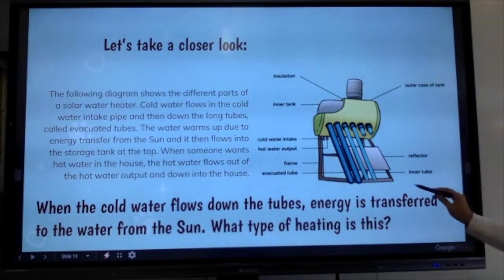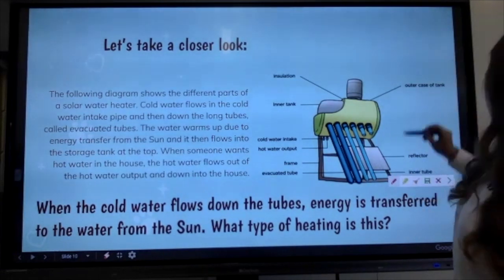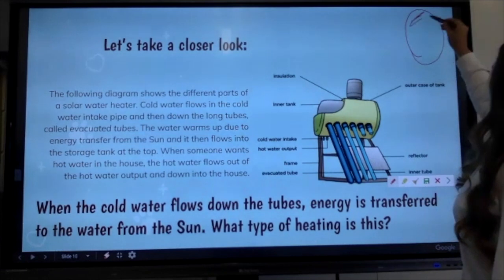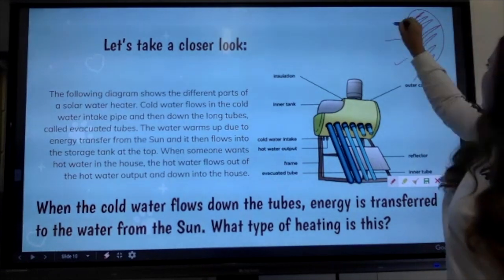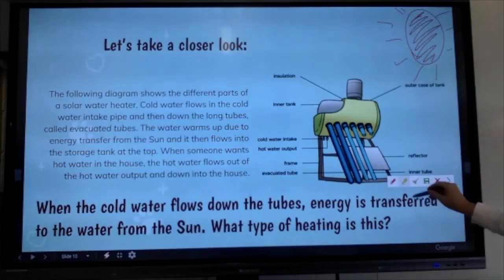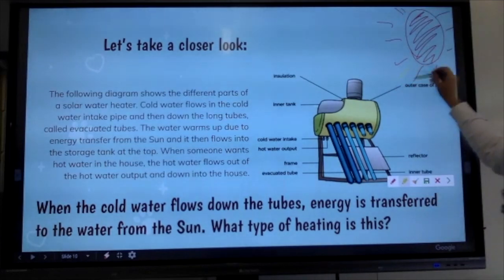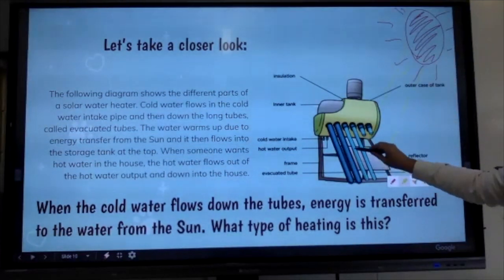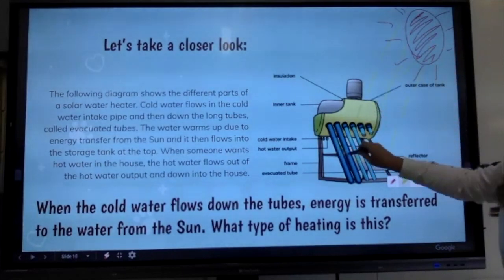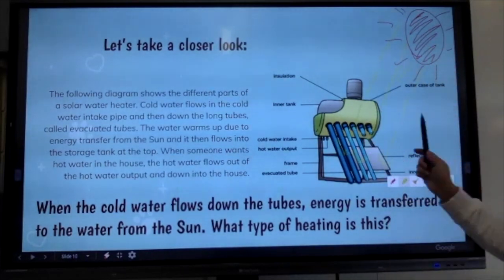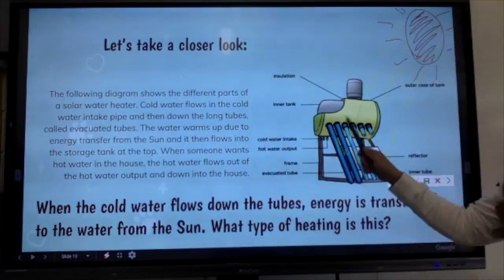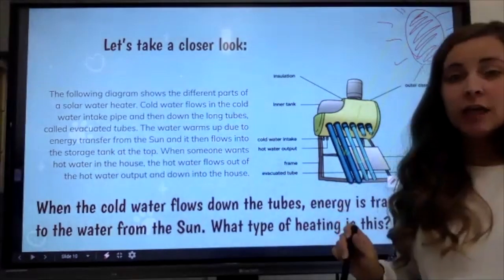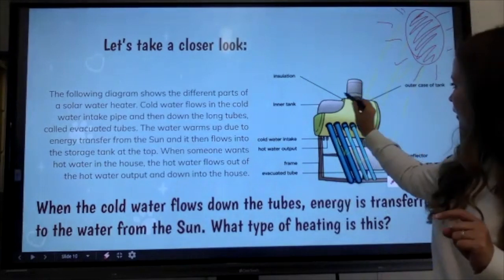So what I want you guys to notice here is that we have energy transfer from the sun happening. We'll use a red sun. Okay. So the sun's rays are shining down, and the sun's rays are warming up the tubes here. So when somebody wants hot water in the house, the hot water flows out of the hot water input and down into the house.